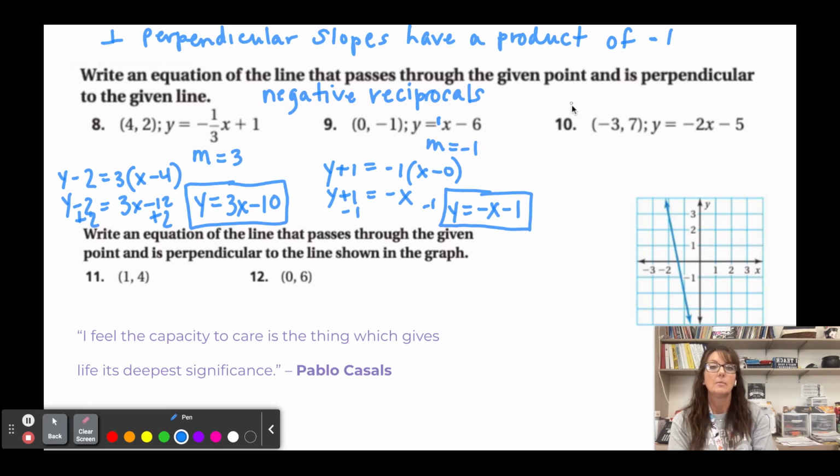Okay, I'll let you do number 10. So go ahead and pause the video. I want you to come up with the slope that is perpendicular to -2. What slope is perpendicular to -2? Hopefully you got the right answer. It is a positive 1/2, right? -2 times 1/2 is -1.